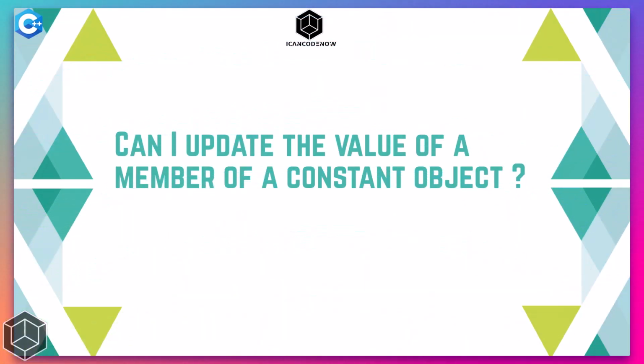You are watching I Can Code Now, and in this video we will answer this simple question that you can see on your screen. Can I update the value of a member of a constant object? Meaning, if you declare a constant object of a class and that class has certain variables, can you still update those variables even if the object is constant? And the answer to your question is yes, you can.